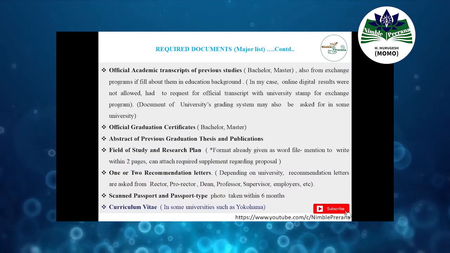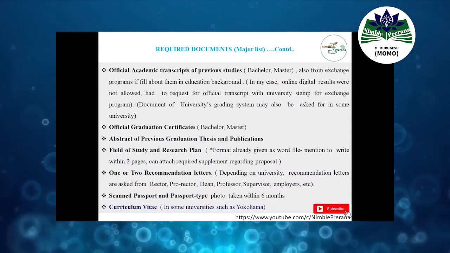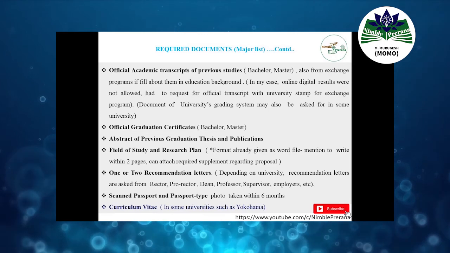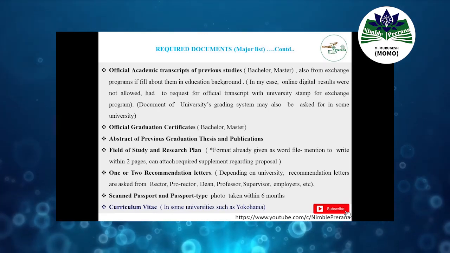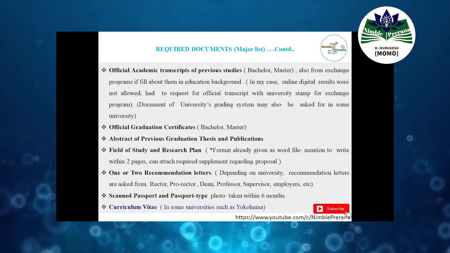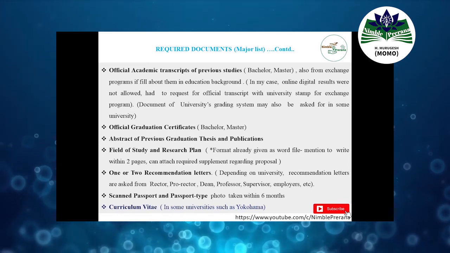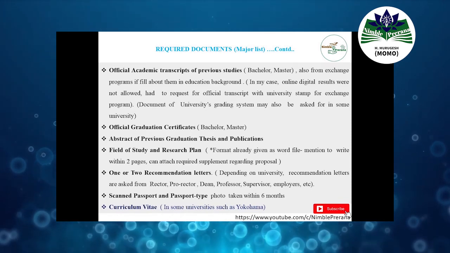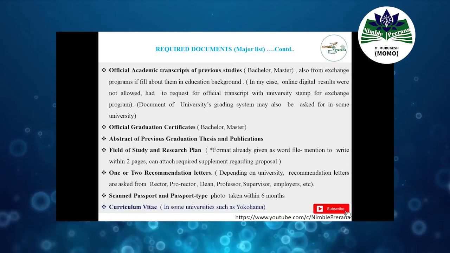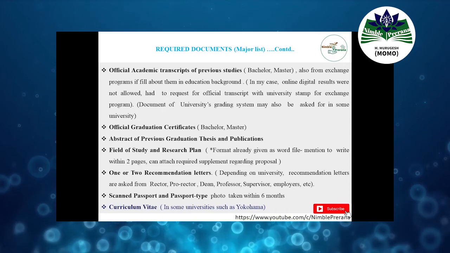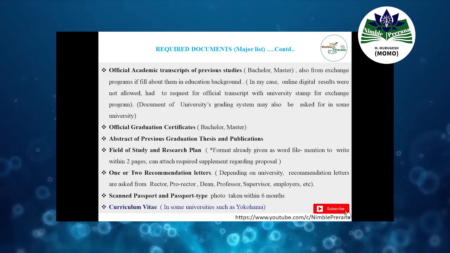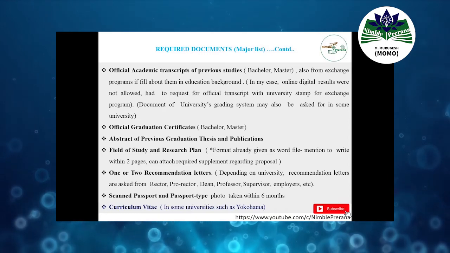The other one is the official academic transcripts of the previous studies. They also ask for the official academic transcript of the degree programs. In my case, I needed to request the original academic transcript from the program in another country, because they do not accept online digital exam results. Some universities also ask for the document of the university grading system.